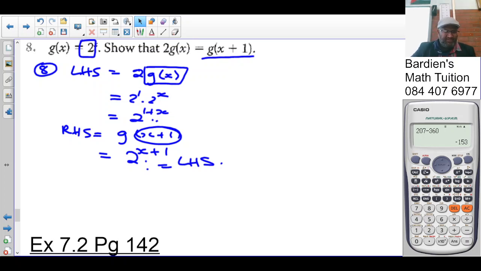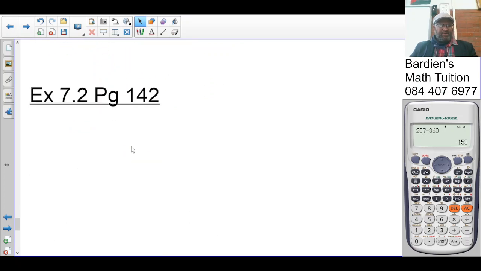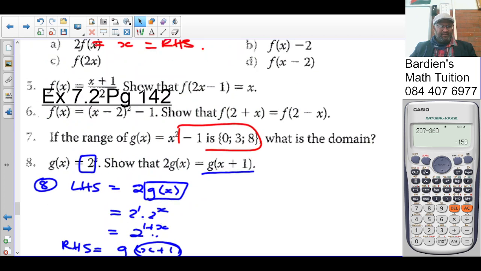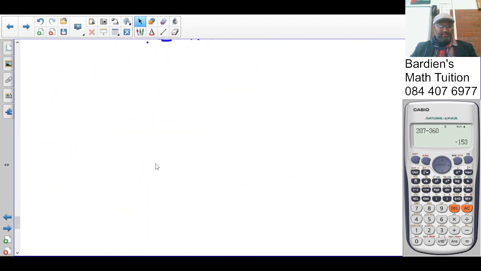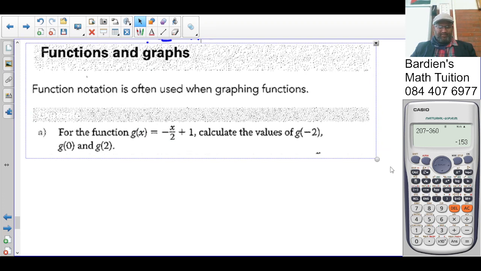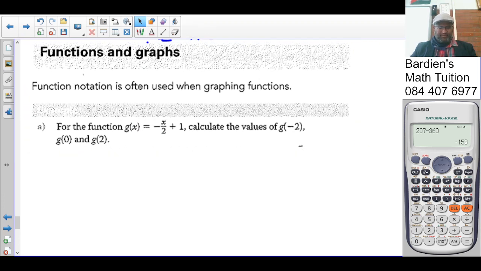Functions and graphs. So I'm just going to refresh your memory here, because these things you guys should be familiar with already. Graphs and functions, we're reading from page 143. Page 143.